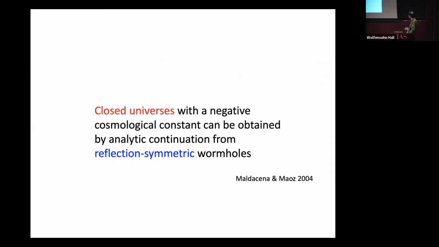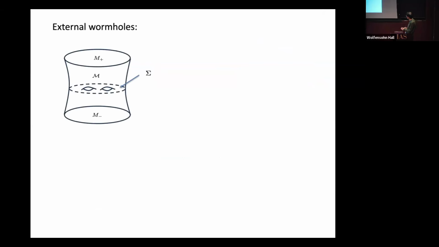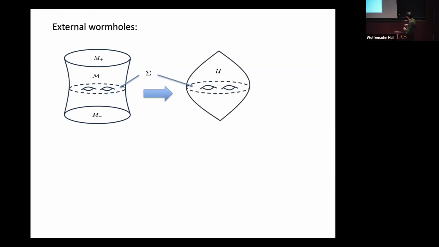Now let's go to closed universes. A closed universe with negative cosmological constant can be obtained by analytic continuation from reflection symmetric wormholes, which was long discussed. And here we can consider two types of wormholes. If you have external wormholes connecting M- to M+, and you do analytic continuation on this reflection axis, then you get the Big Crunch and Big Bang universe, which I call U. This reflection symmetric slice is preserved under analytic continuation.